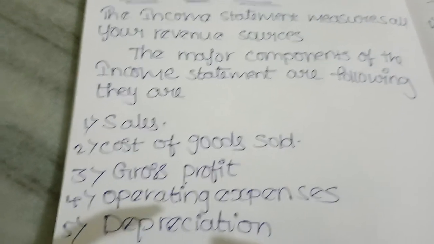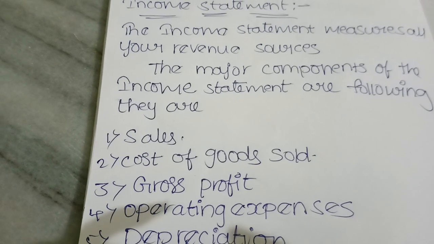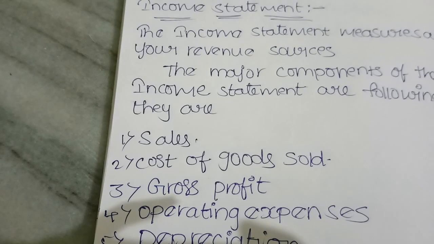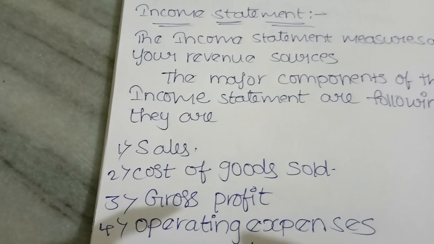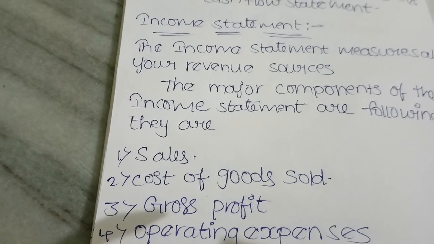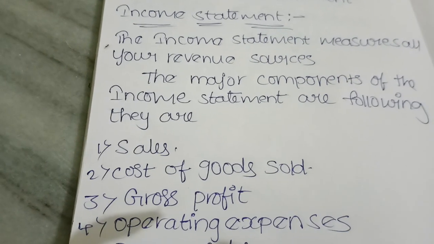First one, sales. This is the gross revenue generated by sales of clothing, less returns, cancellations and allowances. Simply, sales is nothing but the revenue after reductions in price for discounts taken by customers. That is said to be sales.